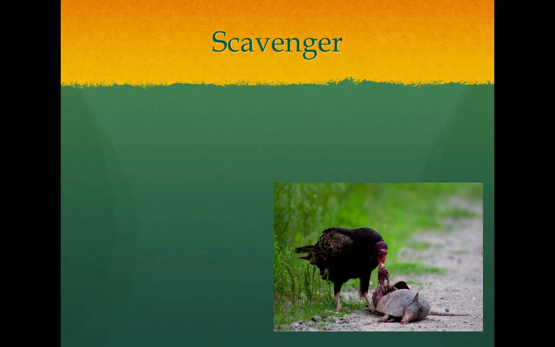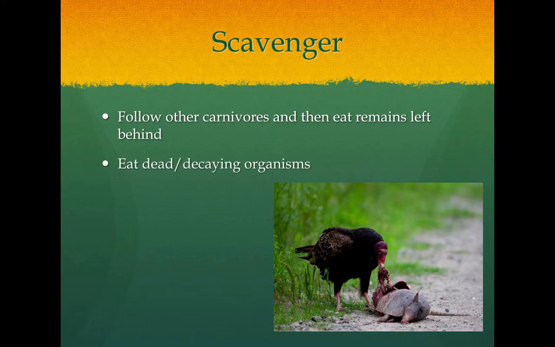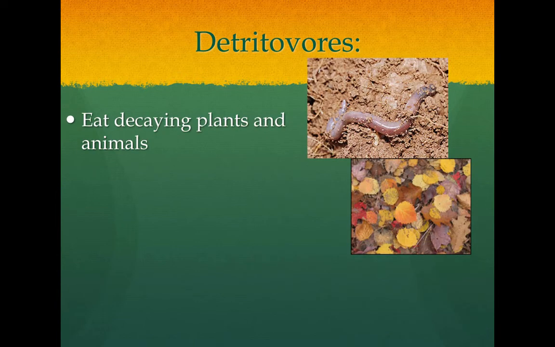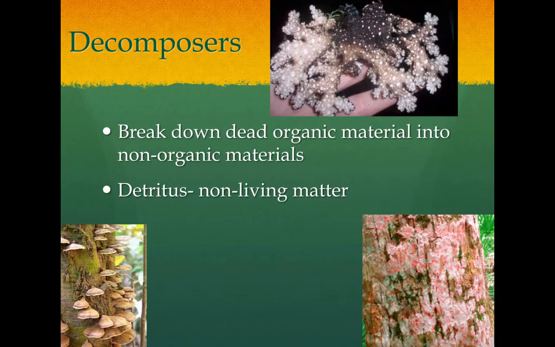Scavengers, like this vulture, are animals that consume dead animals. Detritovores eat decaying plant and animal matter. Earthworms are an example. Decomposers break down organic materials into non-organic materials. They produce detritus, which is non-living matter.